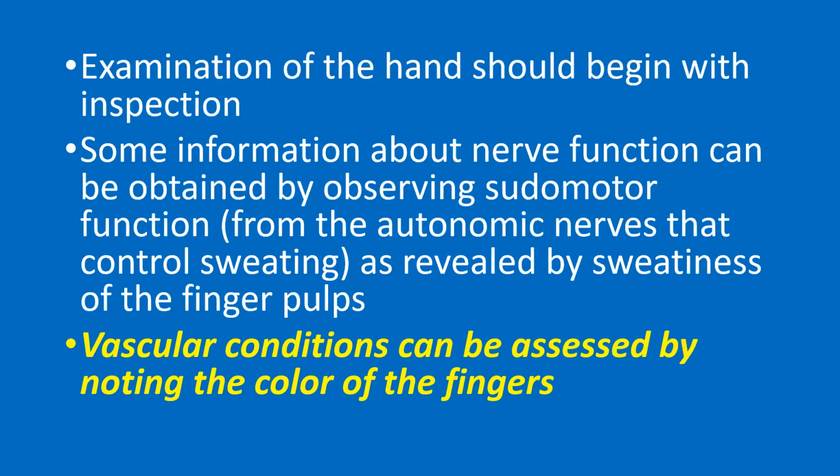Inspection. Examination of the hand should begin with inspection. Some information can be obtained by observing pseudomotor function from the autonomic nerves that control sweating, as revealed by sweatiness of the finger pulps. Vascular conditions can be assessed by noting the color of the fingers.